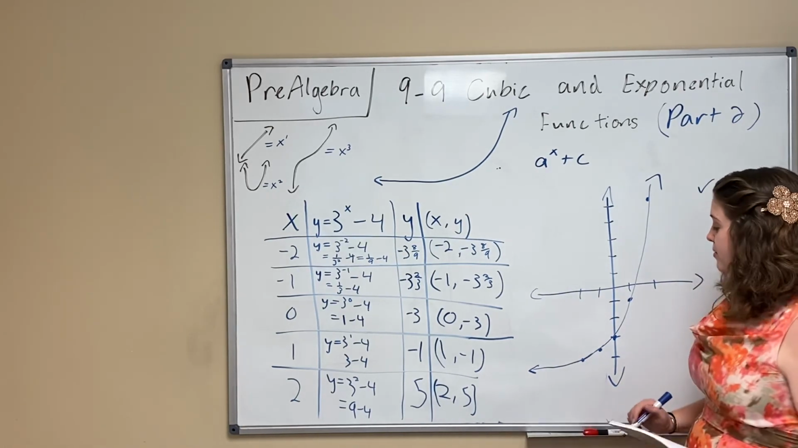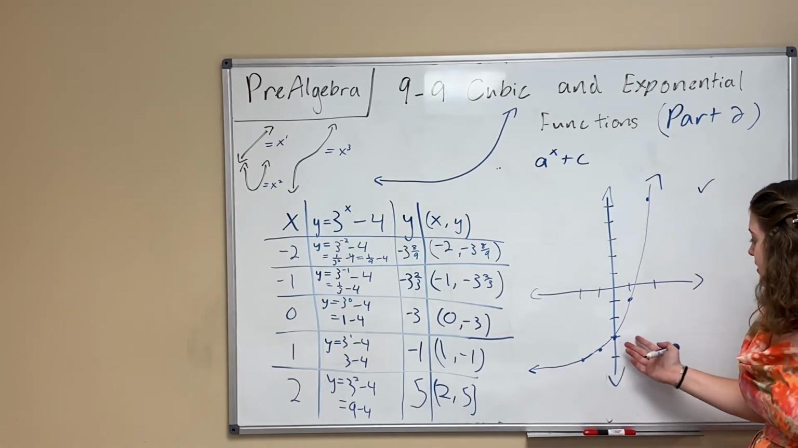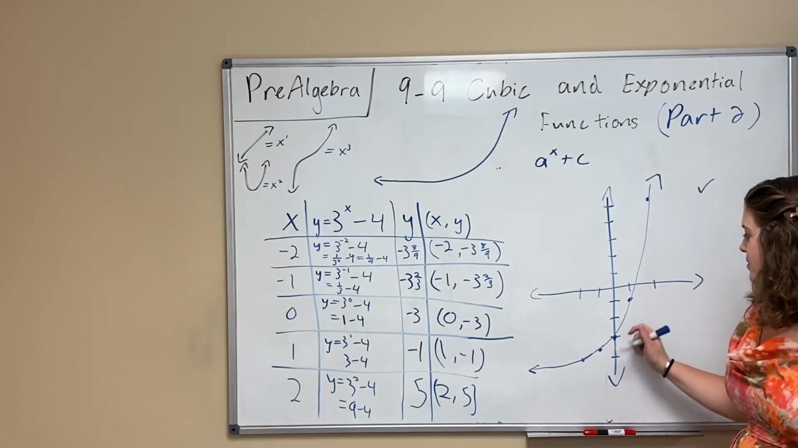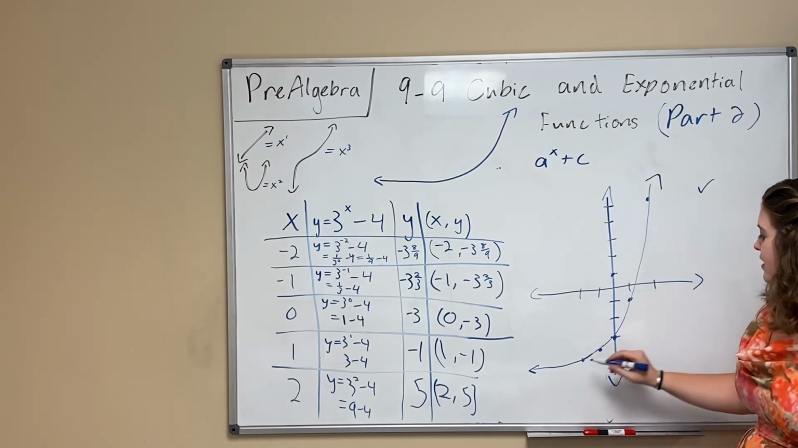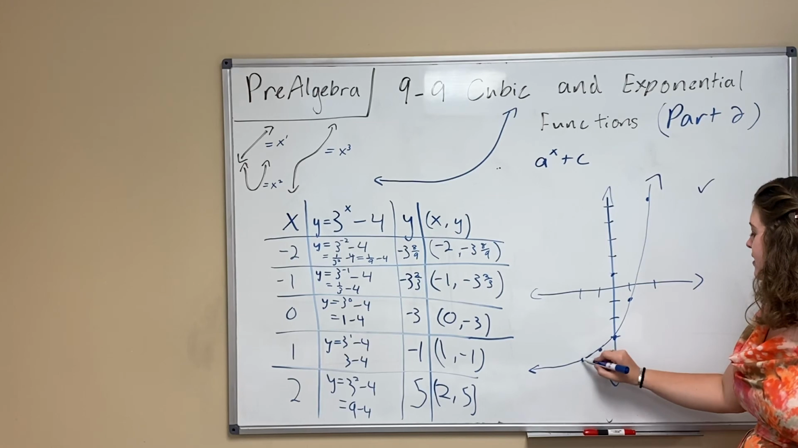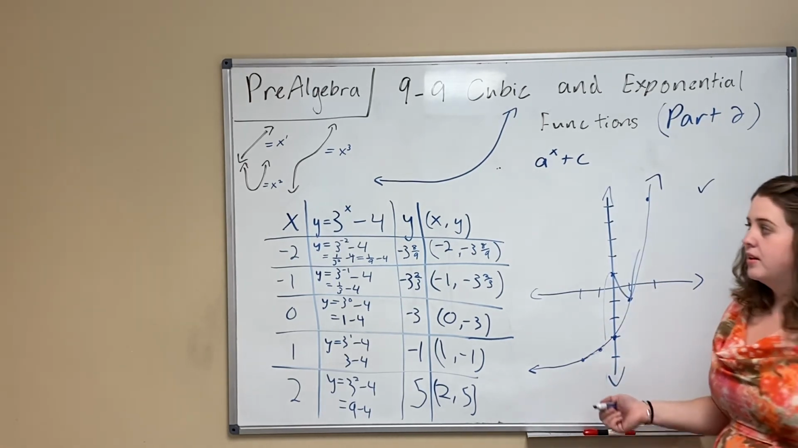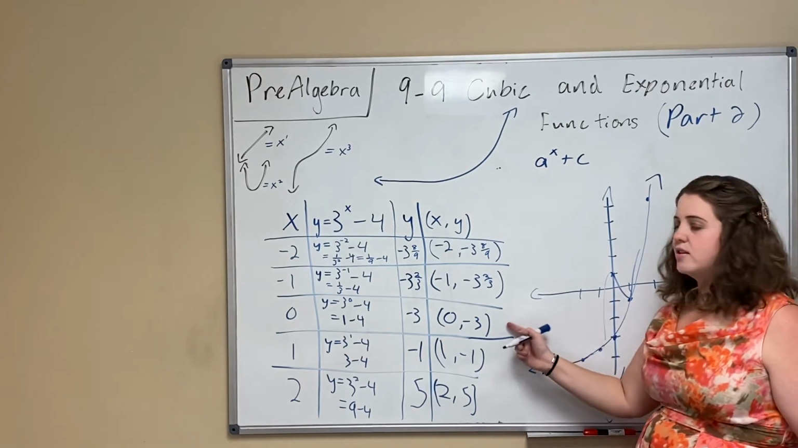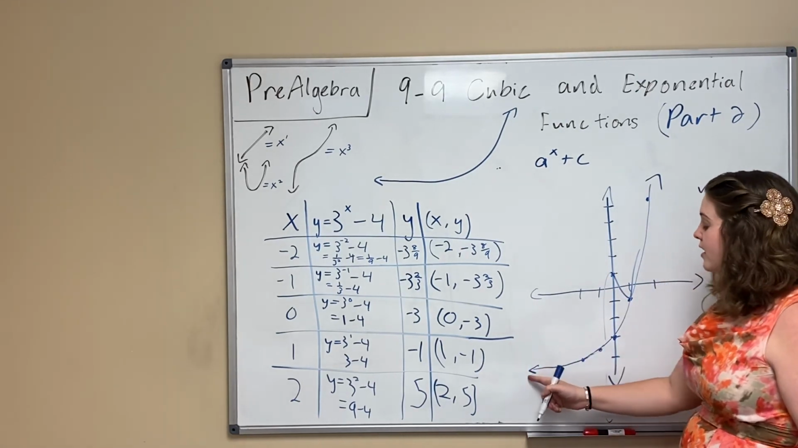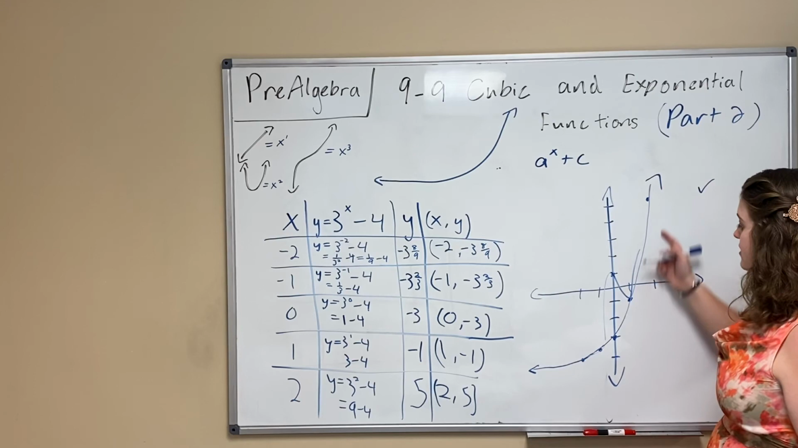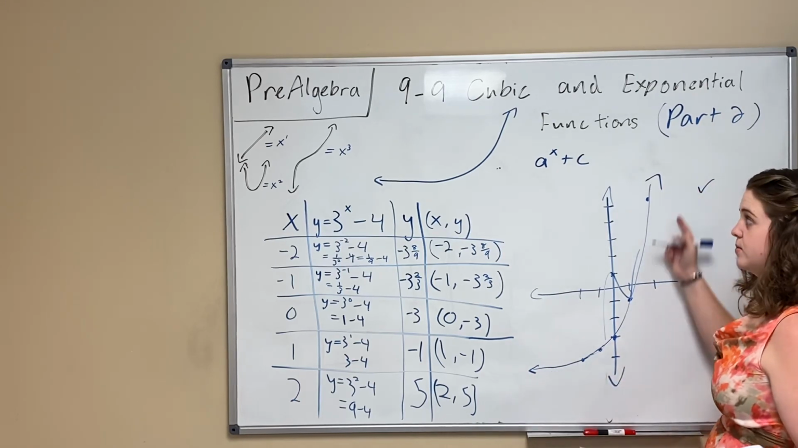If you're making your tables and you find you have like all these points lined up except this one was here, and your graph would have looked like this, then you would know that you must have messed up this point, because any exponential graph is going to look like this. It's going to have this curve. We call this an exponential curve.